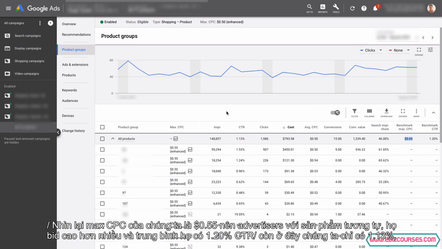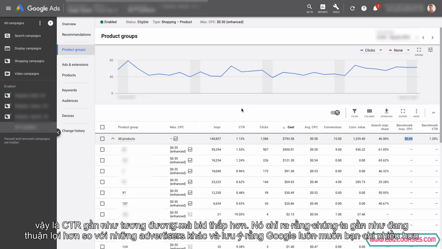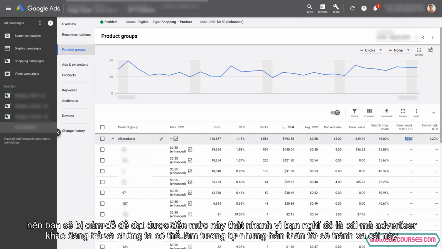So advertisers with similar products bid a lot higher, and on average, they get about a 1.20% click-through rate. Here we are around 1.13, so we have a very similar click-through rate with a lower bid. That indicates that we are in the same ballpark as a lot of other advertisers. And a quick reminder, Google always tries to get you to spend a lot more, so you would be tempted to go towards this level very quickly, because that's what other advertisers are paying and maybe we should do the same.